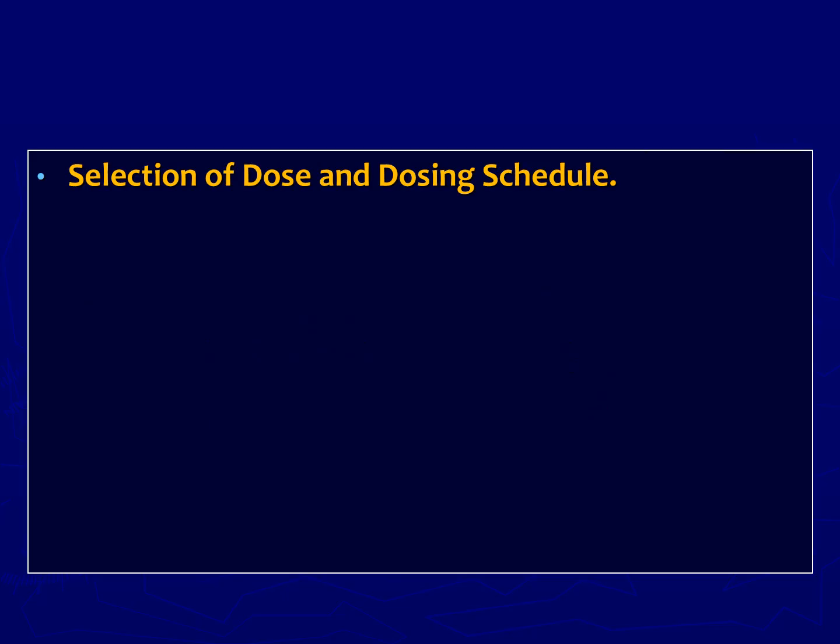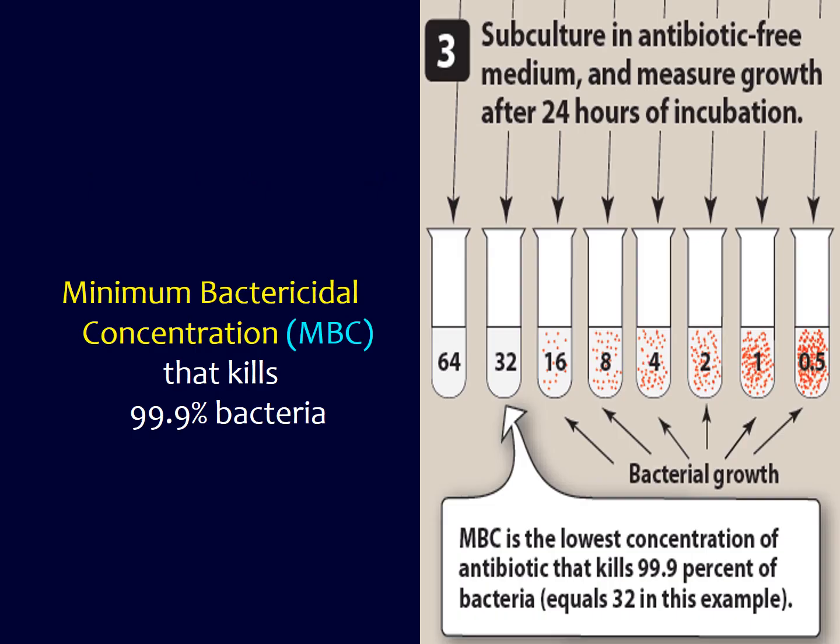Then selection of dosage and dosing schedule also depends upon the minimum bactericidal concentration, MBC. So actually that is the antimicrobial concentration that kills 99.9% of bacteria. For example, here in this diagram, this is equal to 32. Before that, up to 16, we still see bacterial growth. Obviously at 16 the lowest growth is seen and the highest at the level of 0.5. But at the level of 32, 99.9% of bacteria have been killed. This is the minimum bactericidal concentration, MBC.